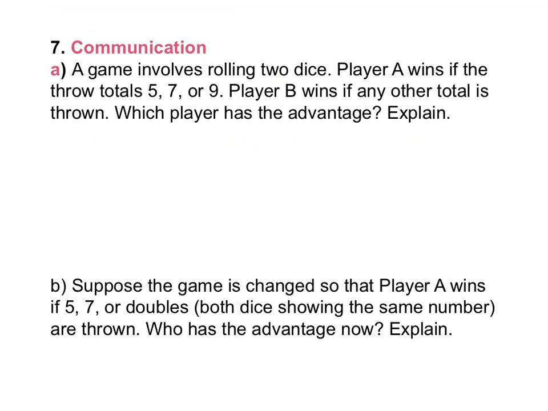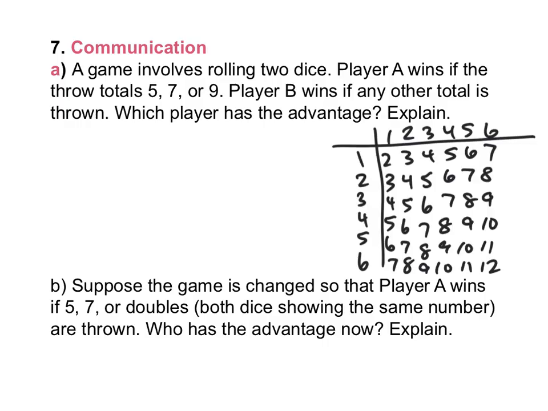A game involves rolling 2 dice. Player A wins if the throw totals 5, 7, or 9, and B wins if any other total is thrown. Which player has the advantage and why? So we're going to have to build another one of those tables so that we know what all the sums are. I'm going to highlight all of the totals of 5, 7, or 9 in one color. And when we add those up, there's 4 plus 6 plus 4, so I have 14 ways for player A to win. Again, the total number of options for sums is 36. So the probability that A wins is 14 over 36, and the probability that B wins is 22 over 36.